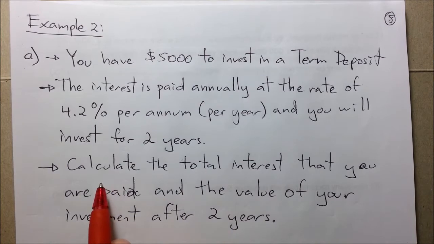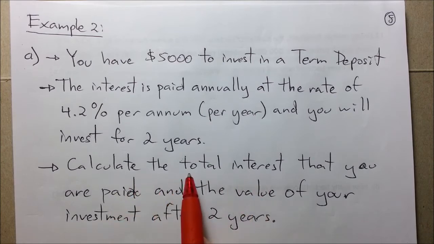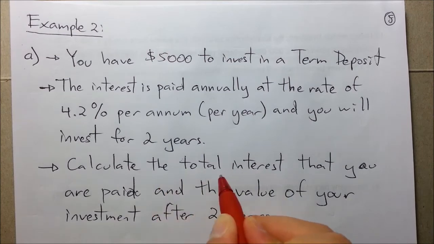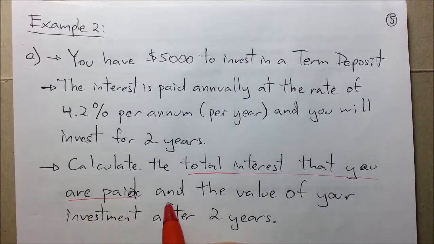First, one key thing that I suggest you underline is the following. Calculate the total interest, the question part. Calculate total interest that you are paid. So in other words, what you earned. This is the interest that we earned. And then it says the value of your investment after 2 years. So this will be the final amount.